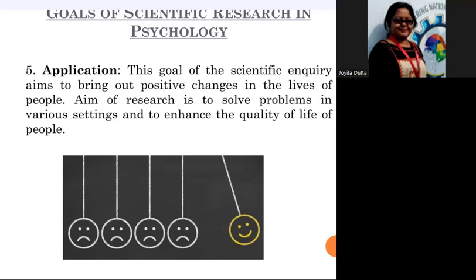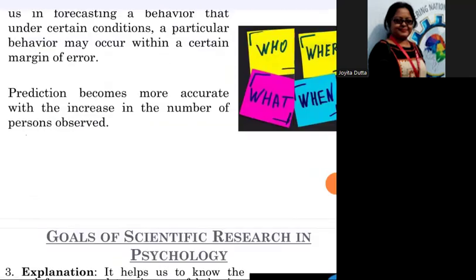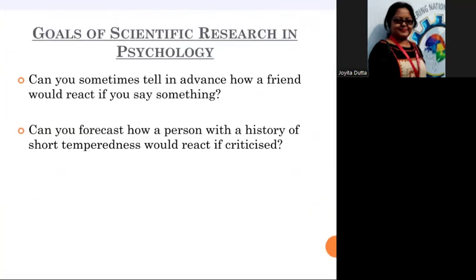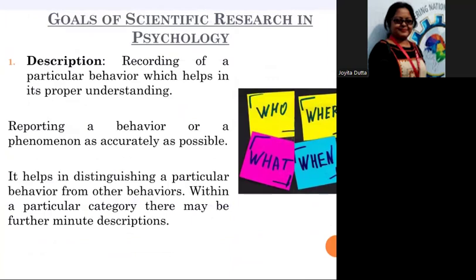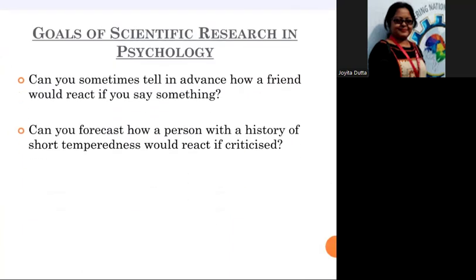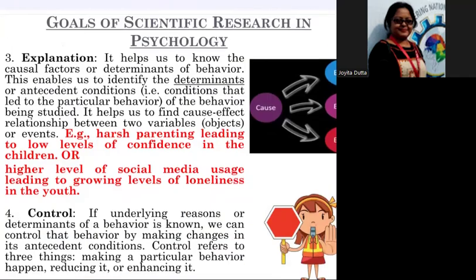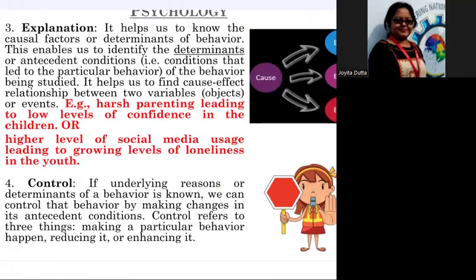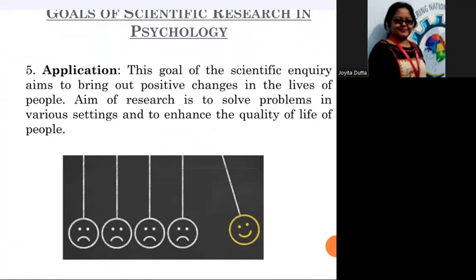That is, reducing your anger is again a positive change. Enhancing your skill is again a positive change. So we are looking forward to having positive changes. So there are 5 goals that we have talked about. The first being description, second prediction, third explanation, fourth control, fifth application.